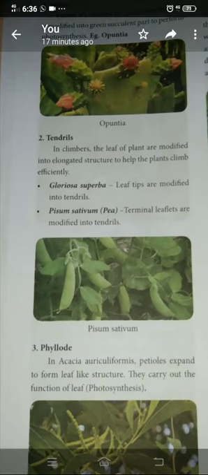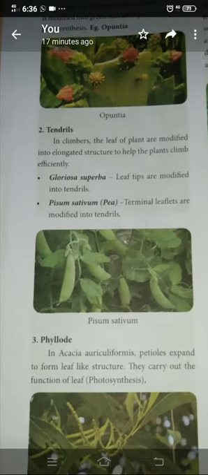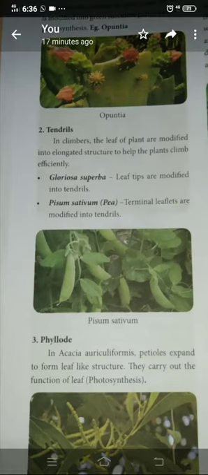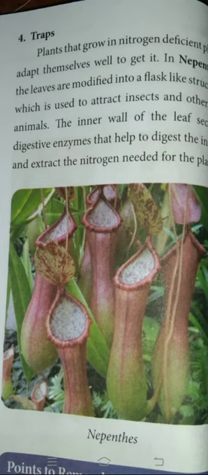Phyllode in Acacia. Here the petioles expand to form a leaf-like structure. Petiole means leaf stalk. Okay, the leaf stalk has changed into a leaf-like structure, for photosynthesis.